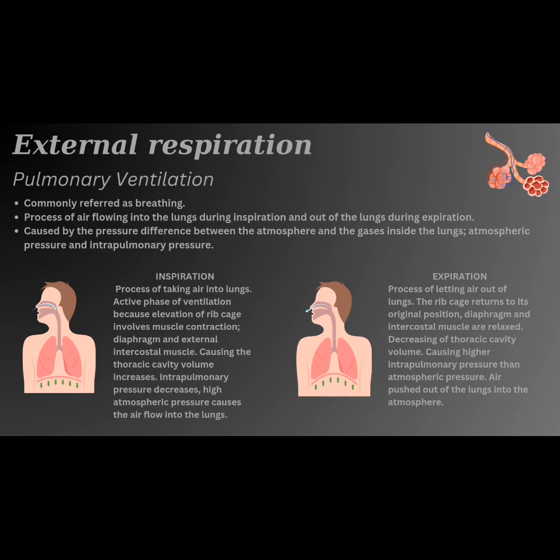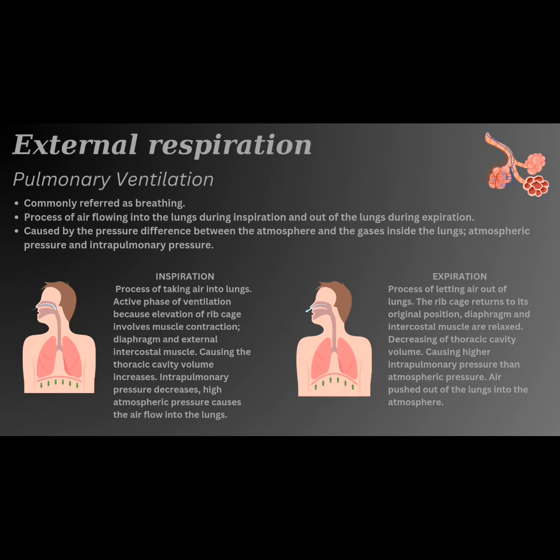pressure and intrapulmonary pressure. Inspiration is the process of taking air into the lungs at the phase of ventilation because elevation of the rib cage involves muscle contraction, which are the diaphragm and external intercostal muscles, causing the thoracic cavity volume to increase. Intrapulmonary pressure decreases. High atmospheric pressure causes the airflow into the lungs.